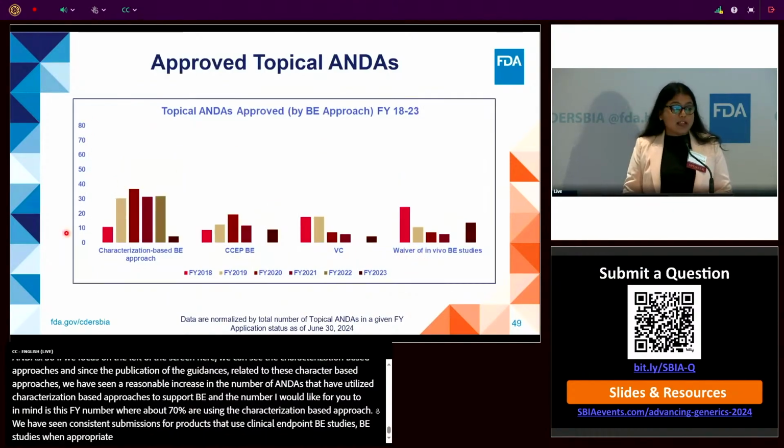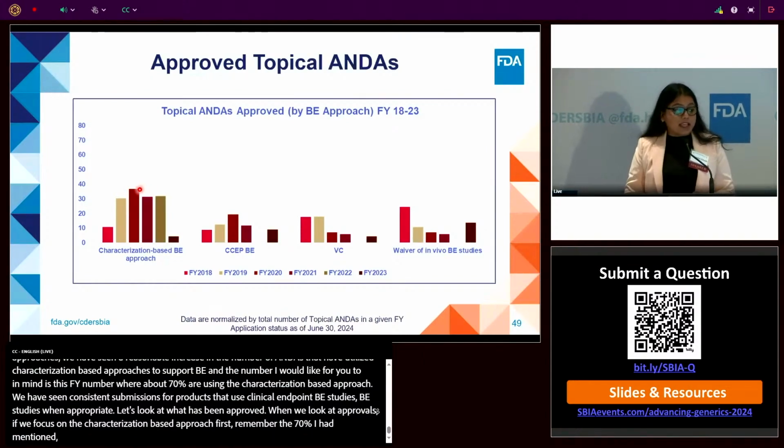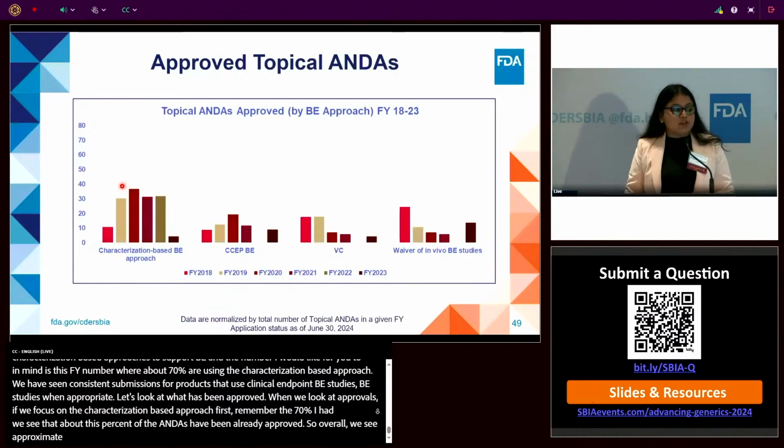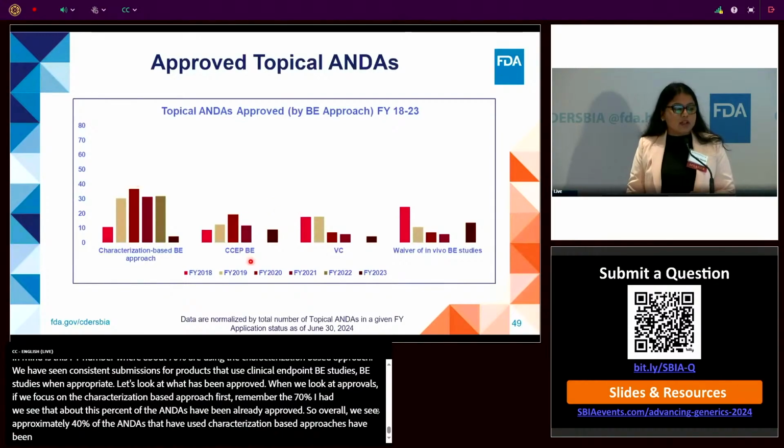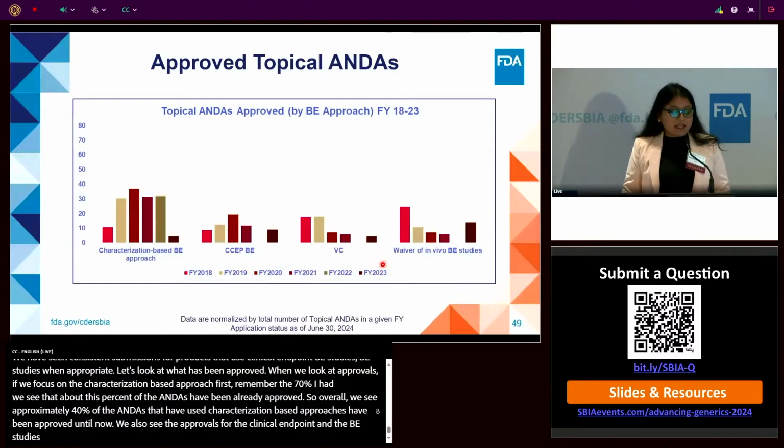Now let's look at what has been approved. So when we look at approvals, if we focus on the characterization-based approach first, remember the number 70% that I mentioned for FY21, we see that about 35 to 40% of the ANDAs have been already approved. So overall, we see approximately 40% of the ANDAs that have used characterization-based approaches have been approved until now. We also see consistent approvals for the clinical endpoint and the VC studies, but I'm going to talk about those in a little bit more detail when I talk about pending ANDAs.